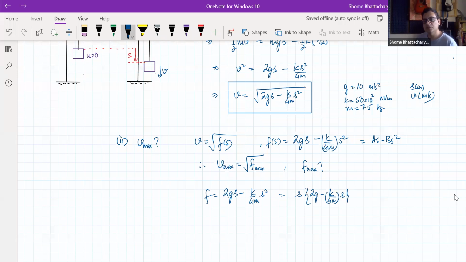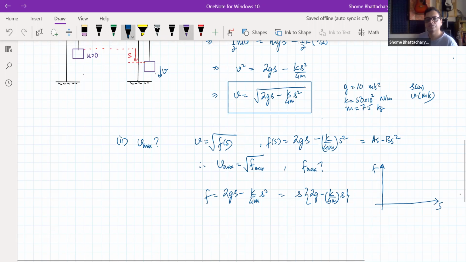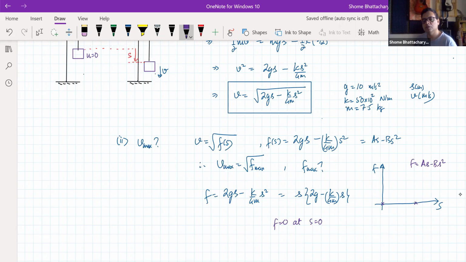So if you think of the function in terms of s, this will be this sort of a graph. It's a parabola with a negative coefficient, like as minus bs square. You can see one root is 0 and another root is 8 mg by k. So f is equal to 0 at s equal to 0 and s equal to 8 mg by k. This is the first root alpha, this is the second root beta.